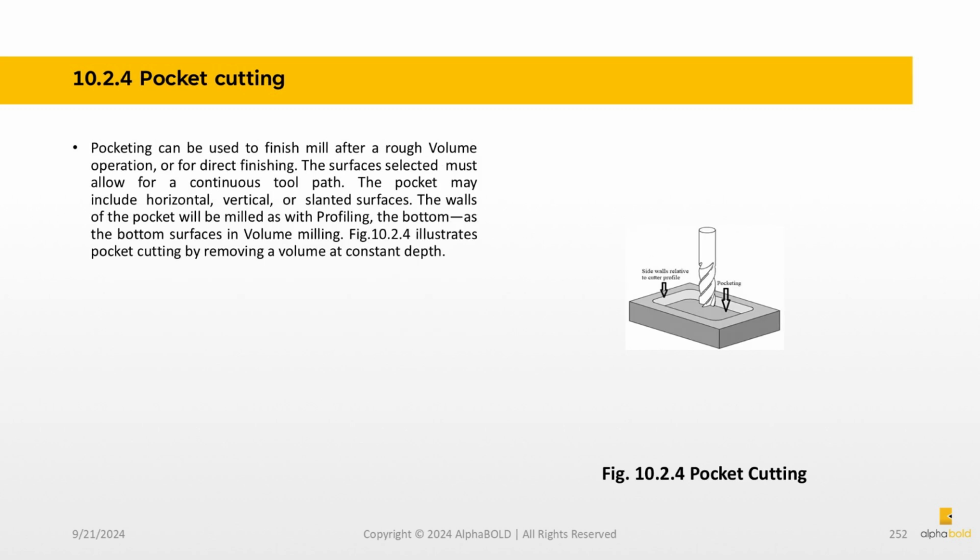Pocketing can be used to finish mill after a rough volume operation, or for direct finishing. The surfaces selected must allow for a continuous tool path. The pocket may include horizontal, vertical, or slanted surfaces. The walls of the pocket will be milled as with profiling, the bottom surfaces in volume milling. The example illustrates pocket cutting by removing a volume at constant depth.